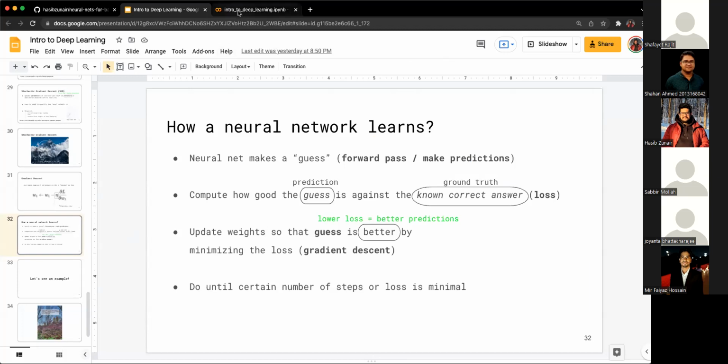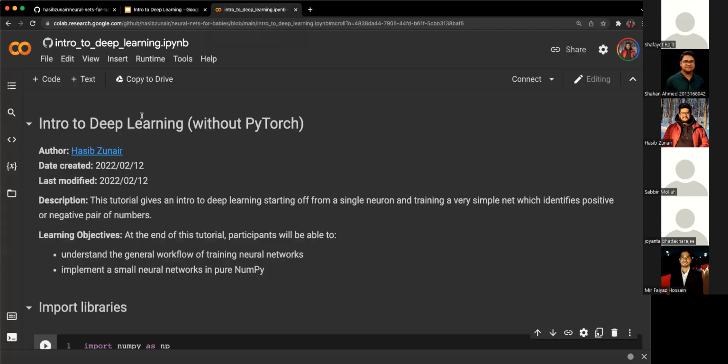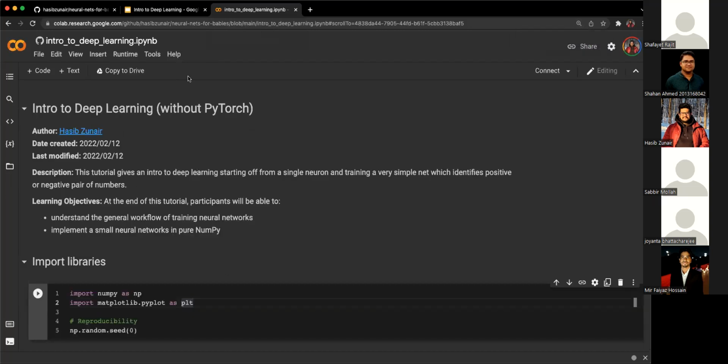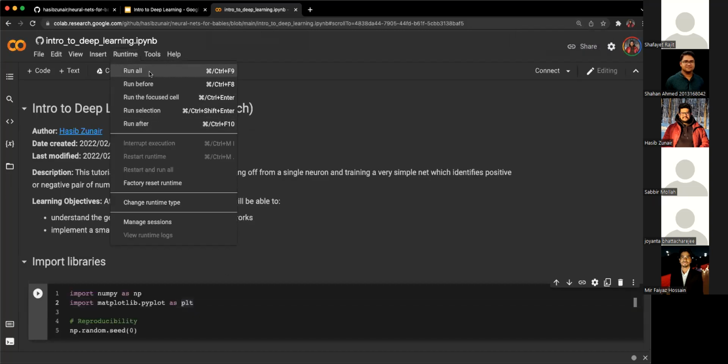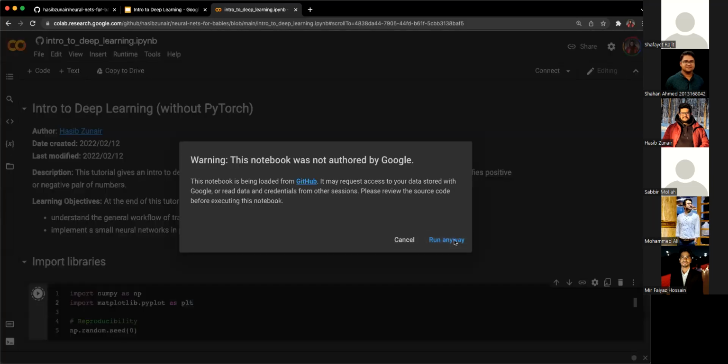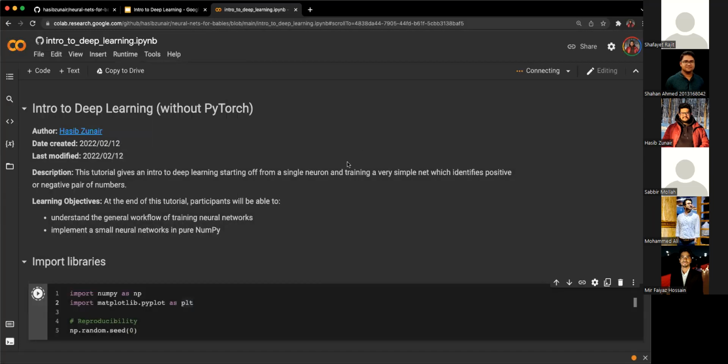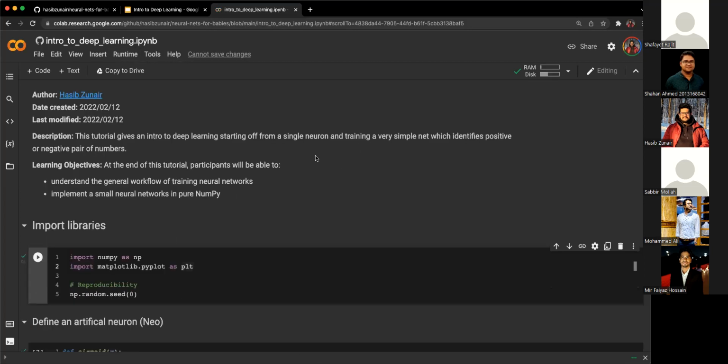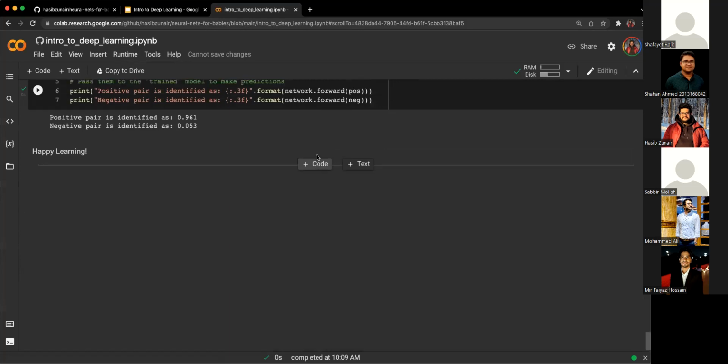So let's look at an example. Is the screen all right, or is it too big or too small? All right, it's fine. Okay. So let me just run these in advance, so you don't have to rerun them.